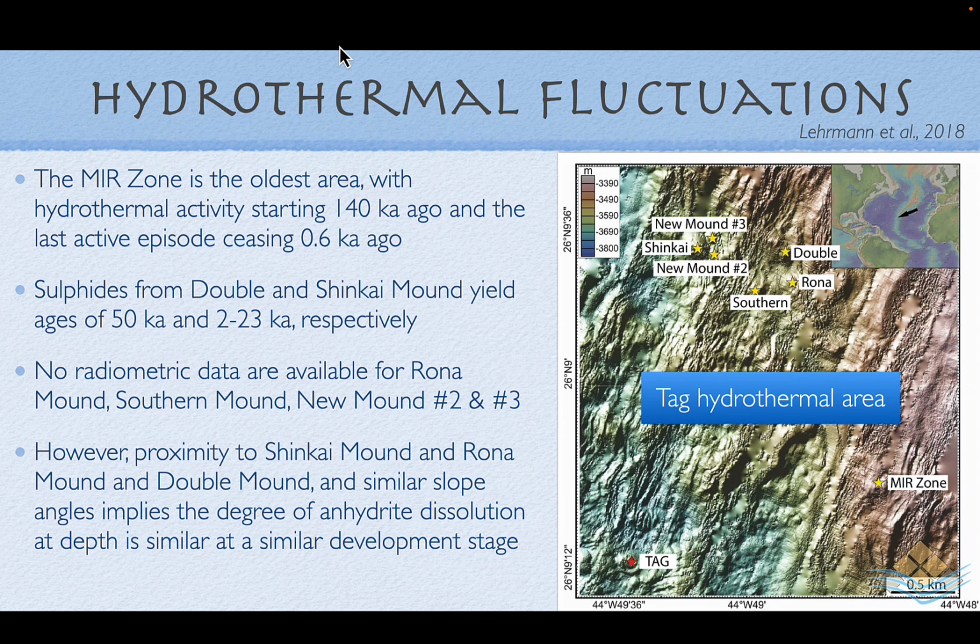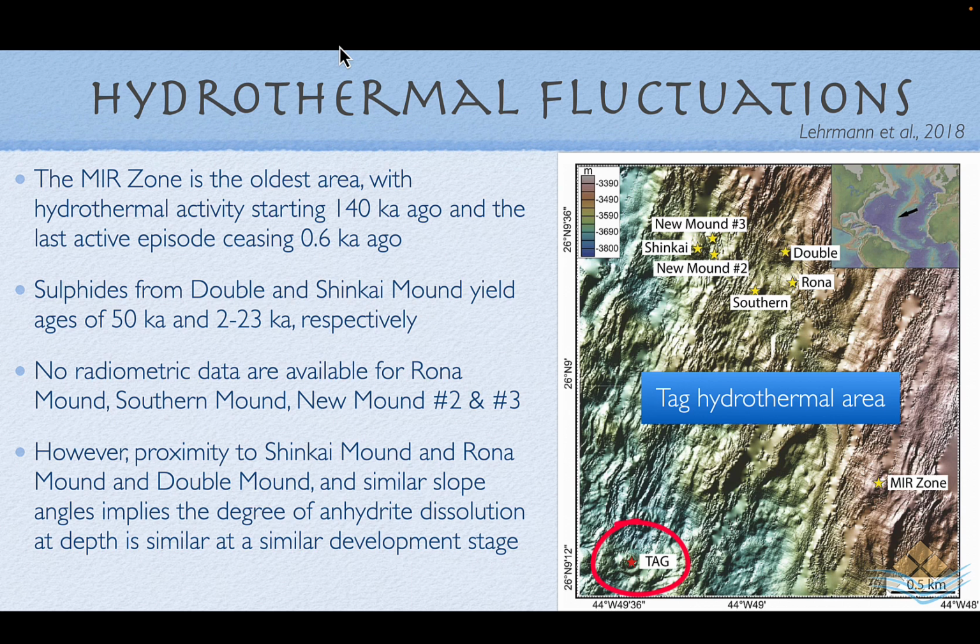The sulfides from the Double and the Shinkai mounds also are no longer active, and they yield activity ages of 50,000 and 2 to 23,000 years ago, respectively. The Rona, the Southern Mound, and the New Mounds 2 and 3, we don't have radiometric dates for them, but we know that they are probably, being in the same province, related to the same timing as the Double and the Shinkai Mounds. Also, the fact that their slopes are showing evidence of anhydrite dissolution implies that they have a similar developmental stage in the Rona, the Southern, and the New Mounds 2 and 3. They're no longer active. We contrast that with the Tag Mound, which is in the southeastern portion of that seafloor map.